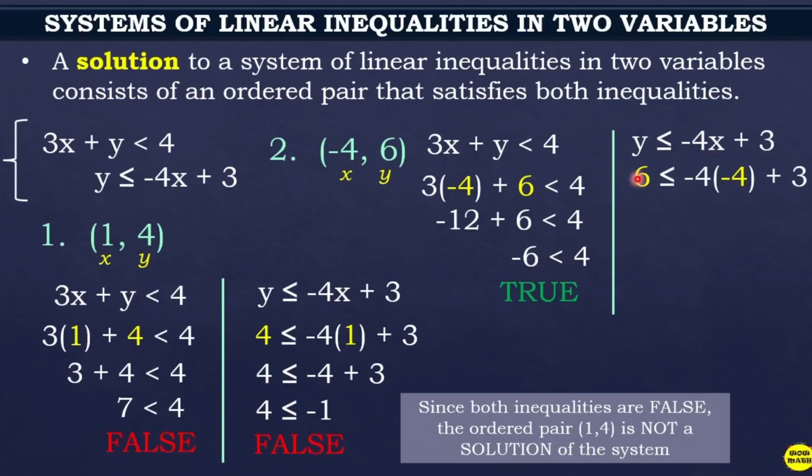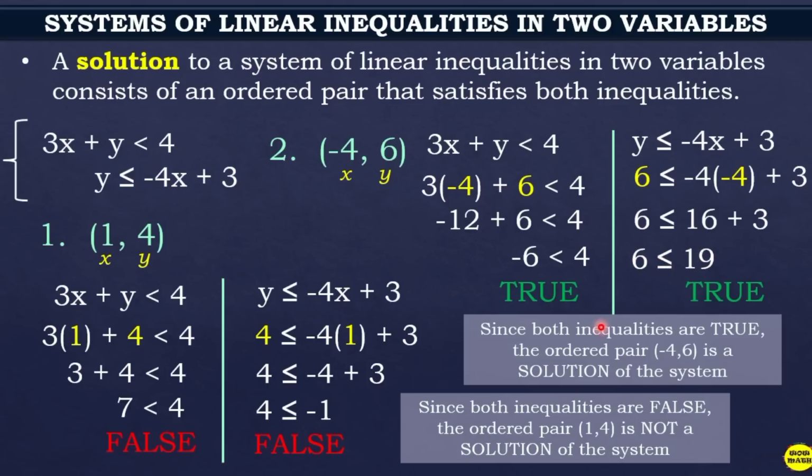So, this is 6, kasi yun ang y natin, and then this is negative 4. So, 6 is less than or equal to, multiply mo to, that is positive 16 plus 3. So, 16 plus 3, that is 19. Ang 6 ba ay less than or equal to 19? Yes, mas mababa siya sa 19. So, that is true. Okay?